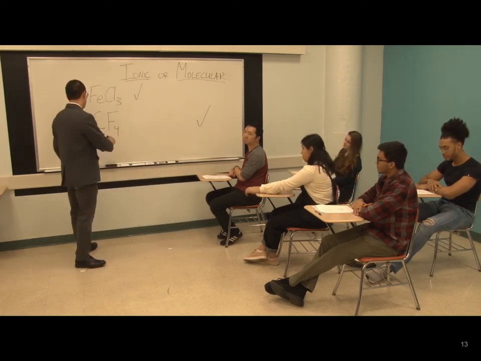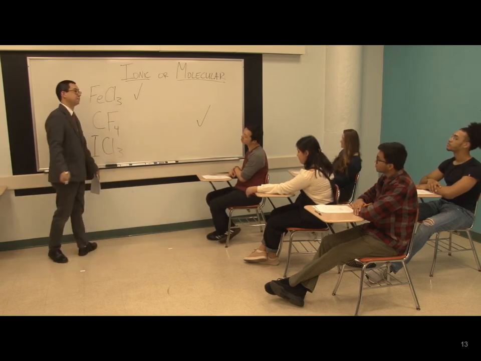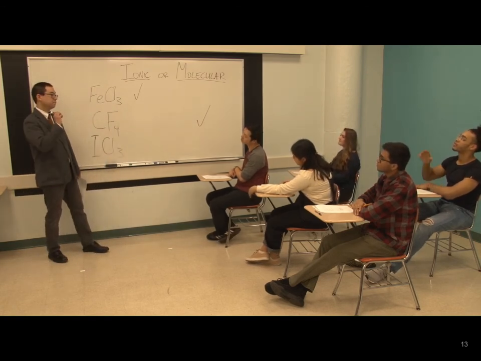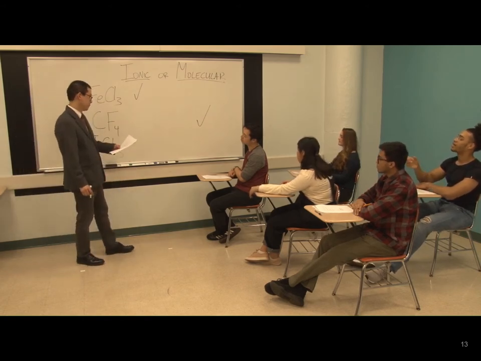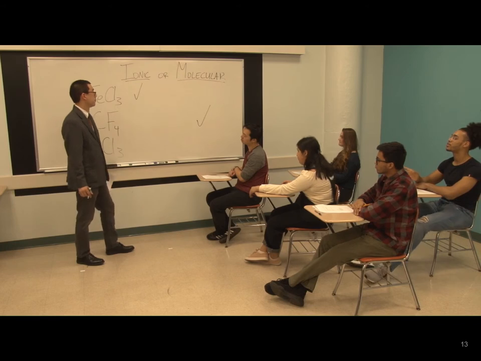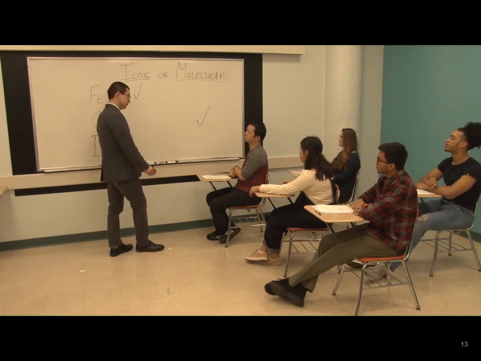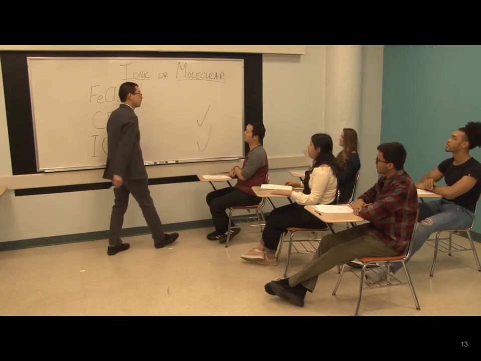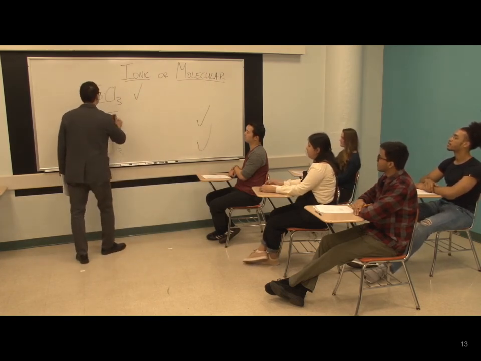And let's try ICl3. What's that going to be? I think that's going to be molecular. And how come? Because I is a non-metal, and chlorine is also a non-metal. And they're both on the right side of the periodic table, which represents non-metals. All right, very good. Okay, so we're okay with this? Yes. All right, let's try a few more.